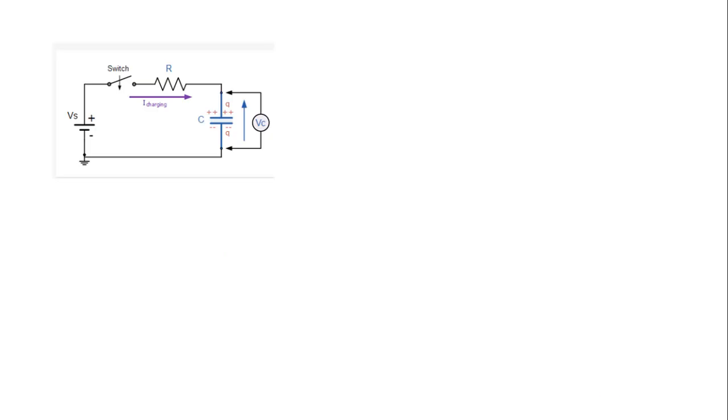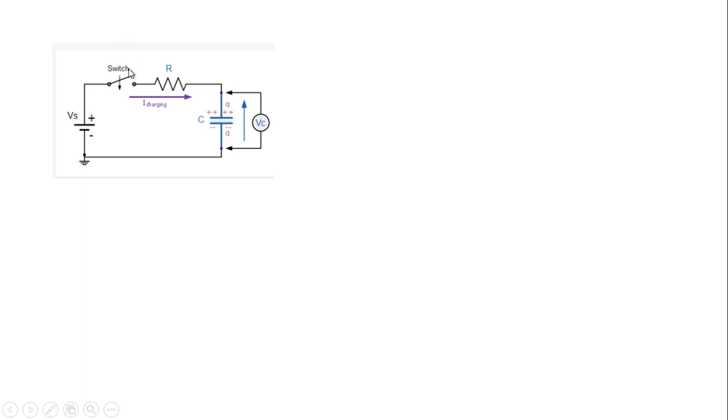Okay, so this is the circuit in which a resistor and a capacitor are connected in series with a DC supply voltage source, through a switch. So this is a series RC circuit, in which R and C are connected in series.